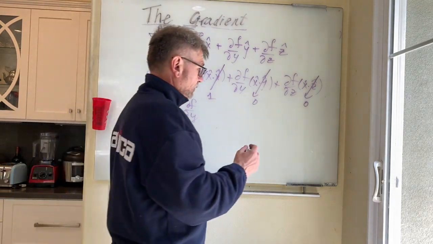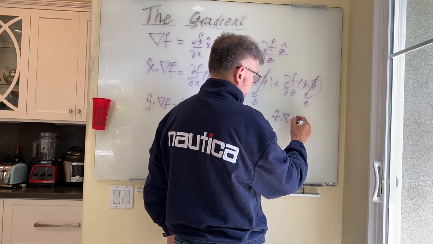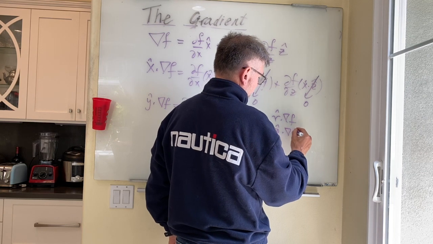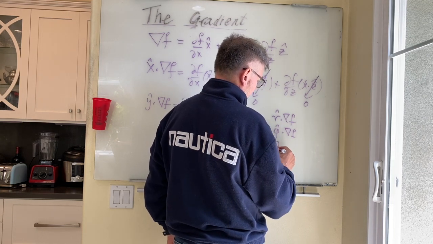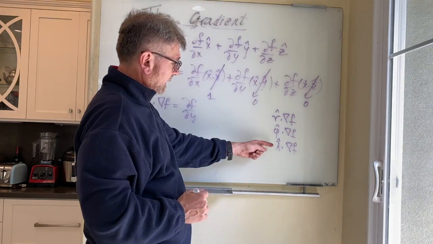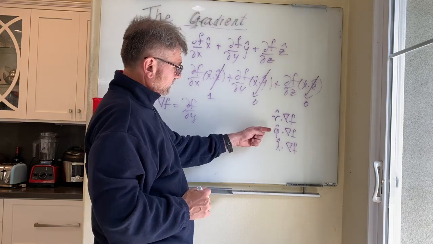So namely, I'm going to compute these quantities here: r hat dotted with grad f, phi hat dotted with grad f, and lambda hat dotted with grad f, where r hat, phi hat, and lambda hat are the unit vectors in the r, phi, and lambda direction.